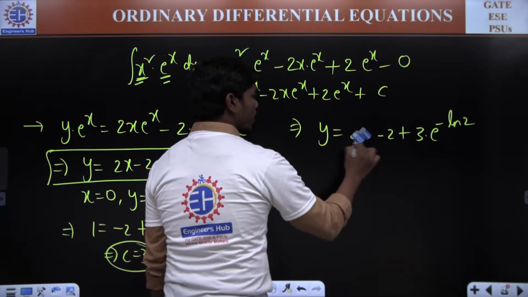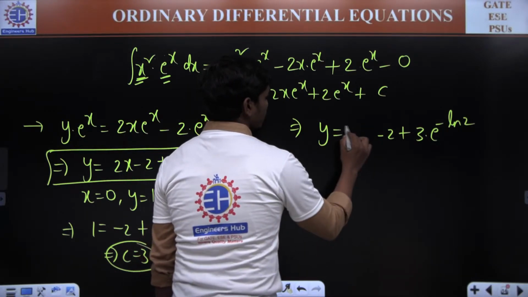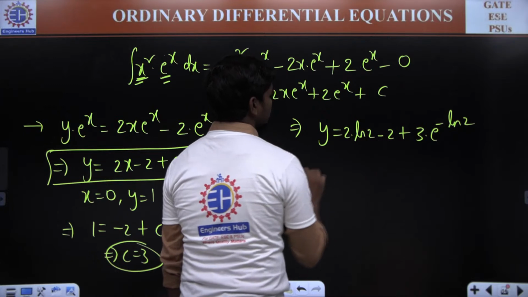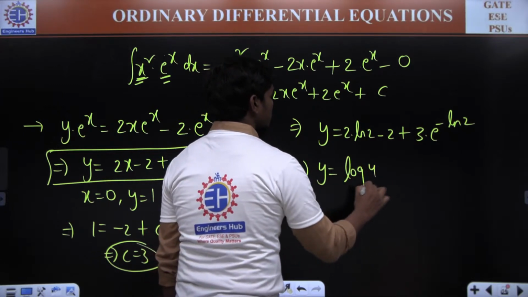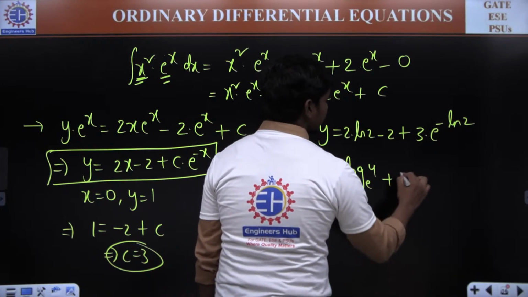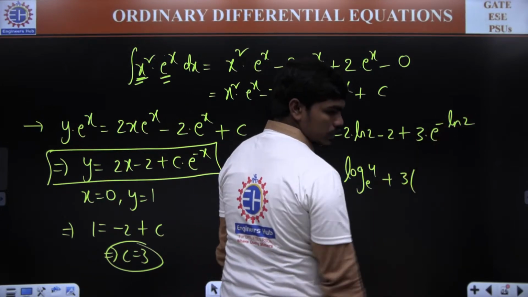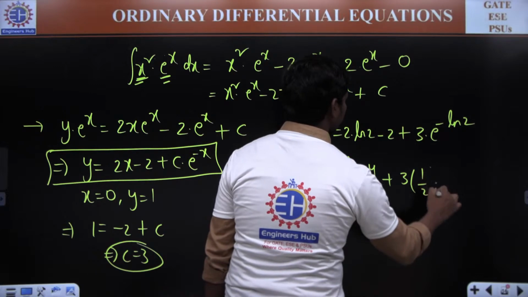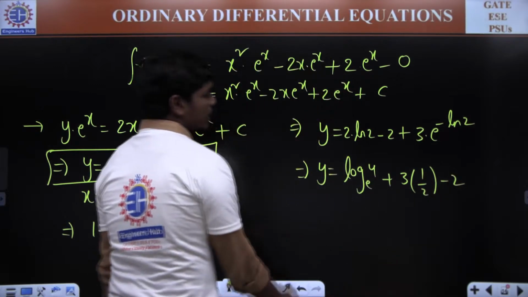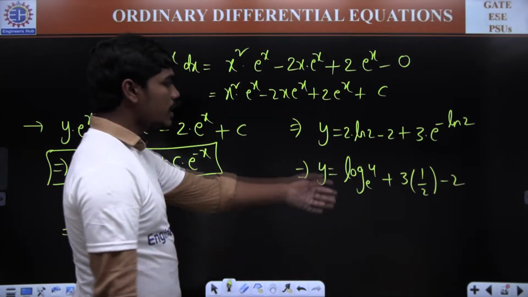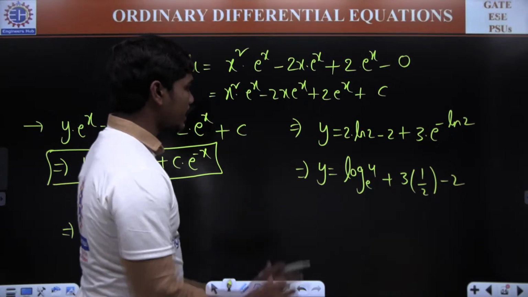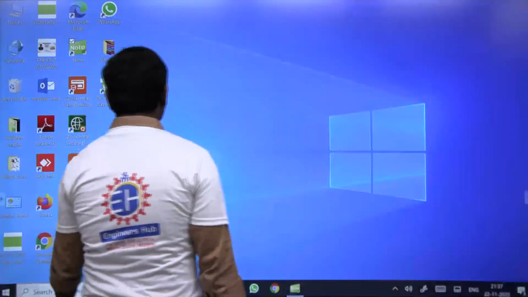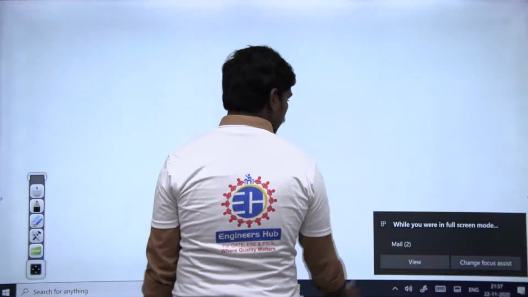Okay, let me write this ln 2 here. 2 times ln 2, so y is equal to 2 times ln 2, which can be written as log 4 to the base e, plus 3 times e power minus ln 2, which is nothing but e power minus ln 2 equal to 1 by 2, minus 2. So this is the value you need to find. Let us use a virtual calculator and try to get that value. Okay, so 3 into 1 by 2, minus 2, and log 4 to the base e. Okay, so yeah, let us try to calculate using some virtual calculator.